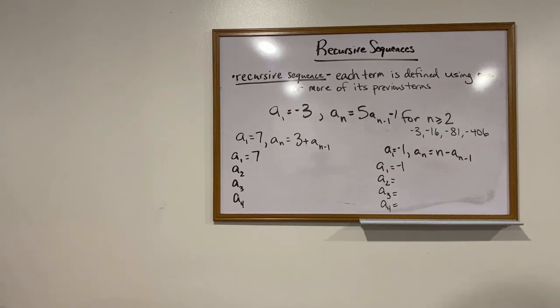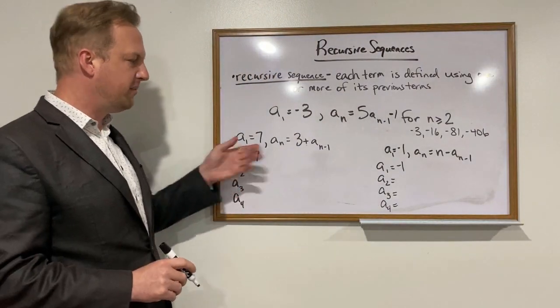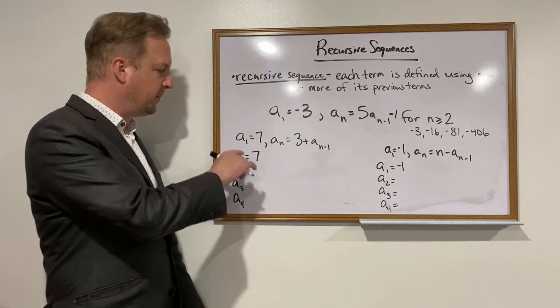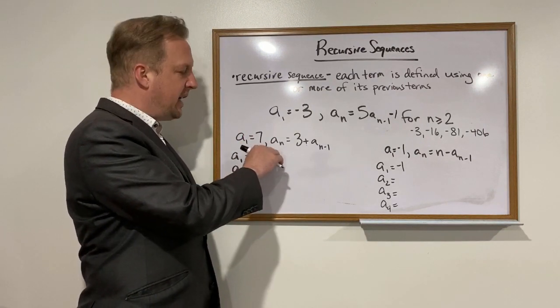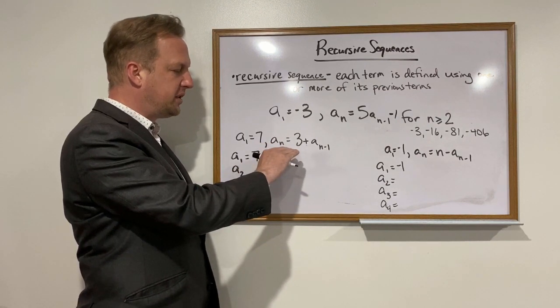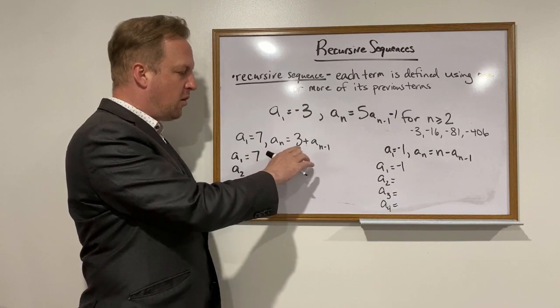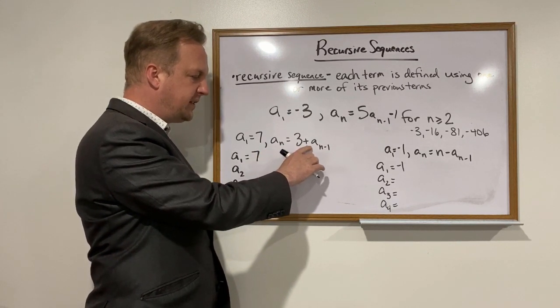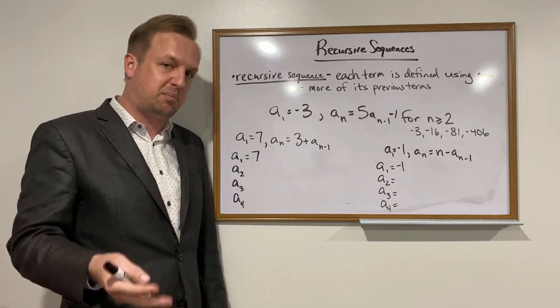So we're going to look at some examples here to try to illustrate a little more clearly what's going on. This first one's really very simple. They give us the first term, a sub 1 is 7. And they tell us that the remainder of this recursive sequence is that for every a sub n, to derive that term, we're going to do 3 plus a sub n minus 1. In other words, 3 plus the previous term.